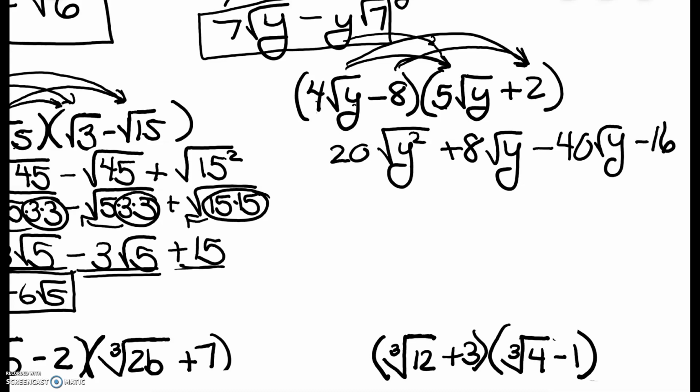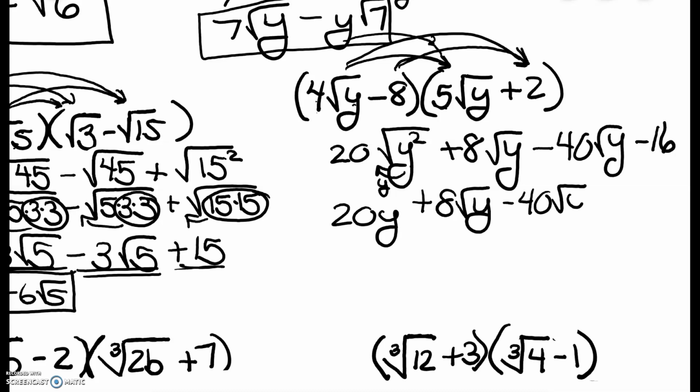So how do those radicals reduce? Well, y squared is a group of 2 y's, so I'm going to pull a y out. So I get 20y with nothing remaining under my radical. 8 radical y does not reduce. Minus 40 radical y does not reduce. And minus 16.